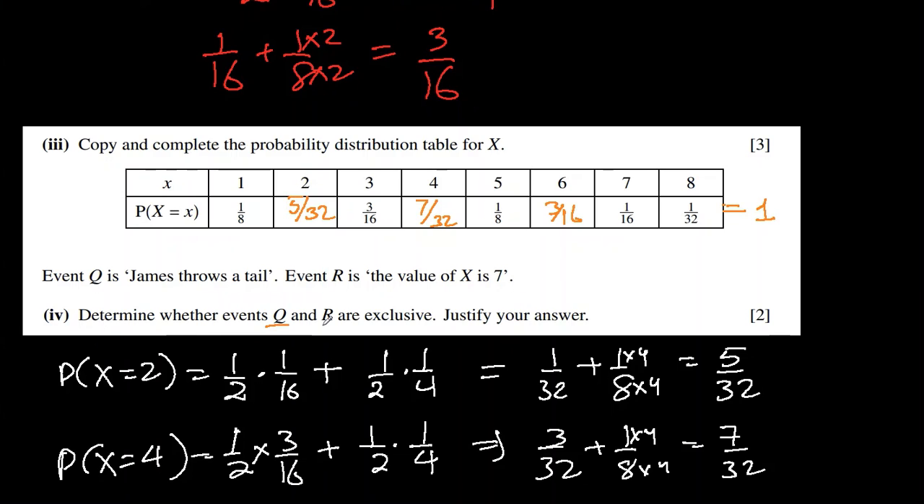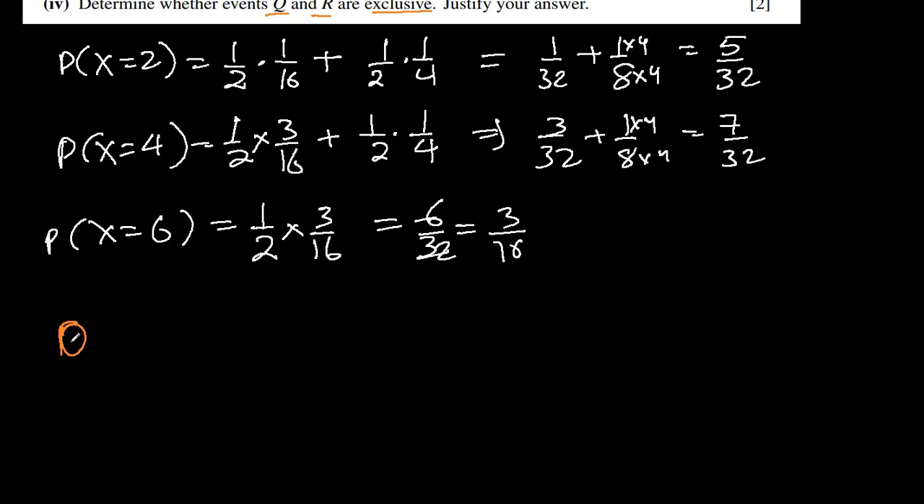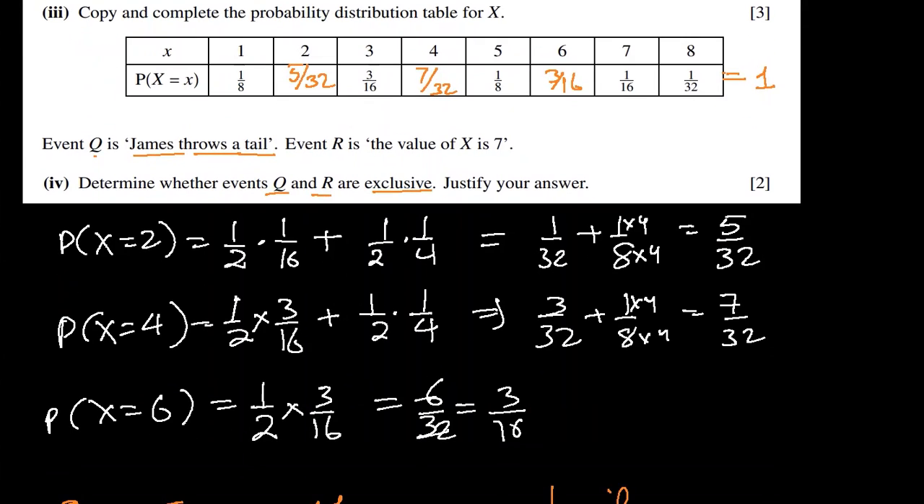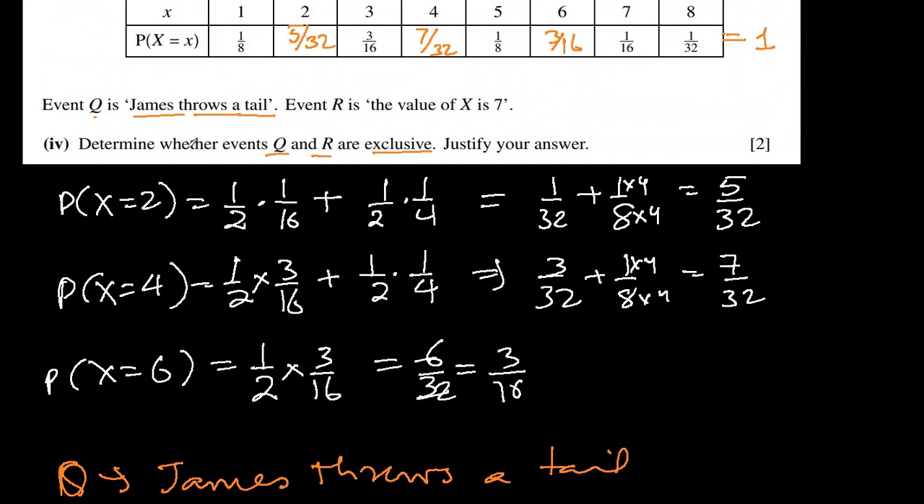Number 4. Determine whether Q and R are exclusive. Justify your answer. And what is Q? Q is James throws a tail. Then R is the value is 7, so event R is X is equal to 7. The question is: determine whether Q and R are exclusive.